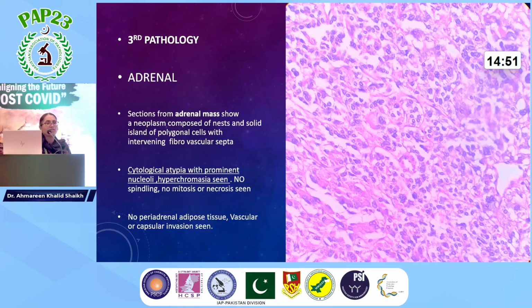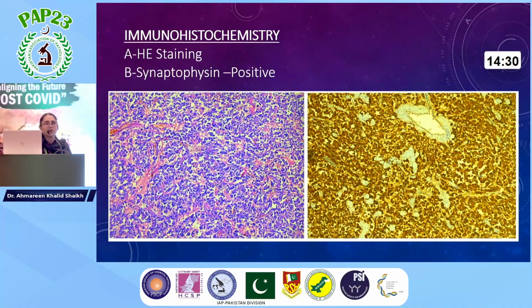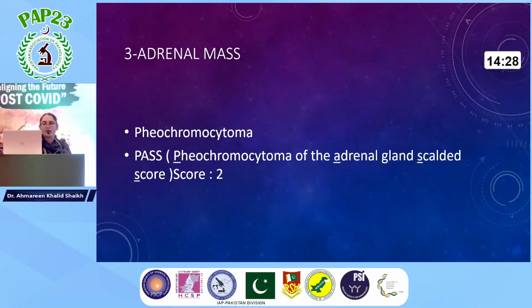The third lesion was from the adrenal gland, and it had a Zellballen pattern, with cytological atypia and hyperchromasia. The cells were polygonal, and there was no spindling, no involvement of the peri-adrenal adipose tissue, and no vascular or capsular invasion was seen. So this came out to be a pheochromocytoma. Synaptophysin was positive, and it had a low PASS score.